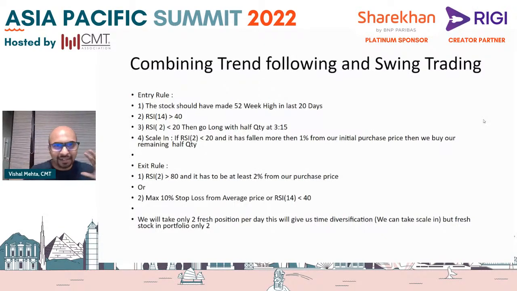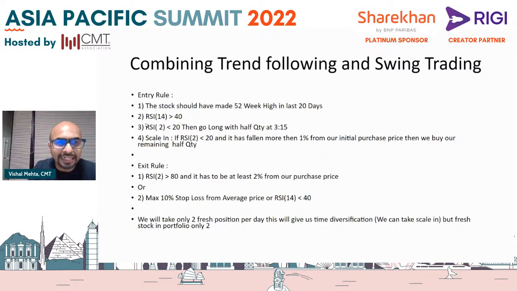How do you combine them? Vishal, I want to do trend following and also mean reversion. So we have built a system for you. The stock should have made 52-week highs in the last 1 month. That means there is momentum. The 14 period RSI should be greater than 40. That means the stock is not very oversold, or there is no tendency of the market to go down.